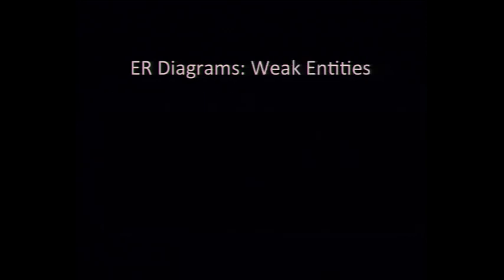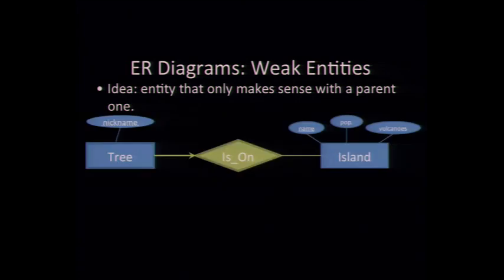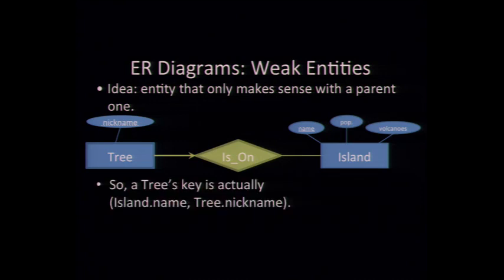Okay. So then the other one, which I think you're a little bit more familiar with, is weak entities. And it's this idea that an entity only makes sense with the parent one, or something that's so weak it can't stand alone on its own. And one example from discussion we saw is maybe you have this idea of trees and islands, and it doesn't make sense to uniquely just talk about a tree, right, because there's so many. But if you have an island, it makes sense to talk about a tree that lives on this island.